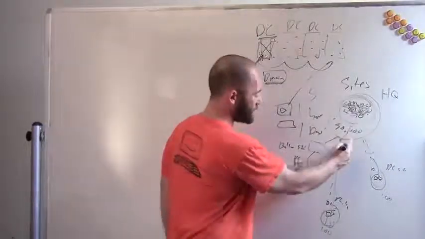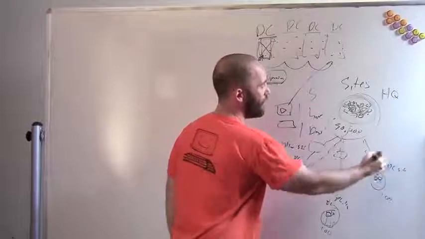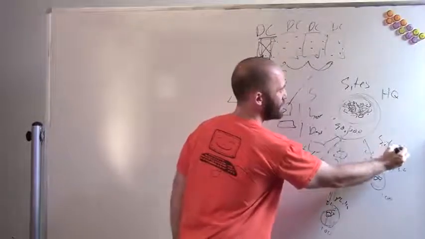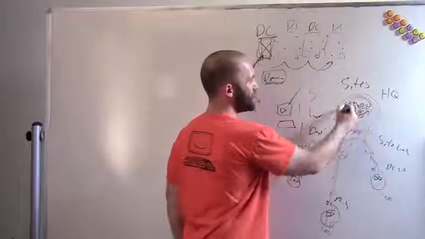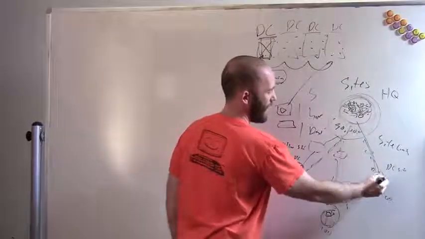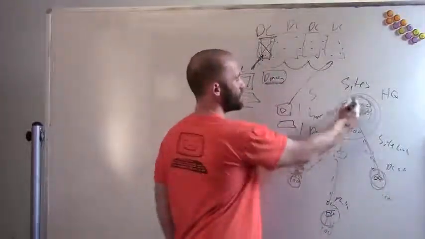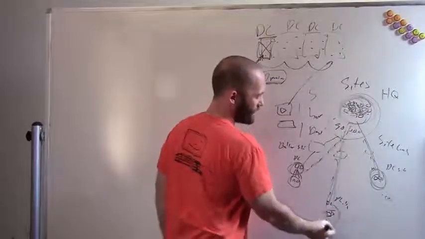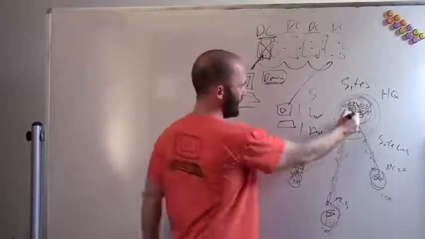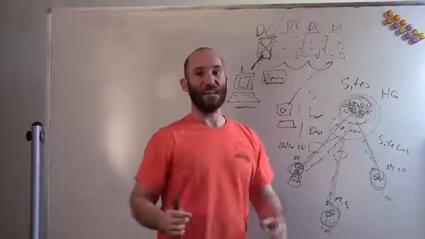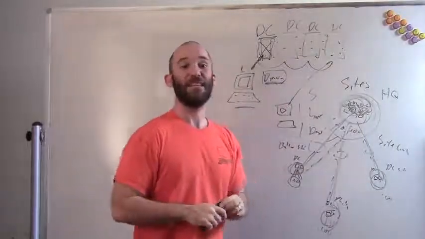Now these connections here are called site links. The connection between the headquarters site and the DC site is called a site link. The connection between the headquarters site and the Philadelphia site is a site link. This is called a site link. So it's how the sites connect together.